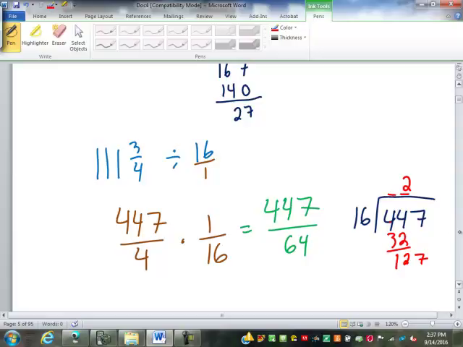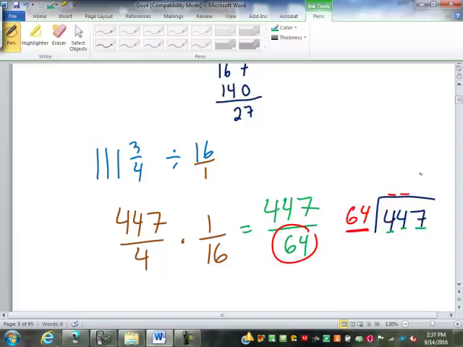Oops. What went wrong there? Oh, that should be 64, not 16. What am I thinking? Let me back off. Sorry about that. I was getting ahead of myself. What needs to go here? 64. I'm dividing by 64. So 64 does not go into 4. 64 does not go into 44.